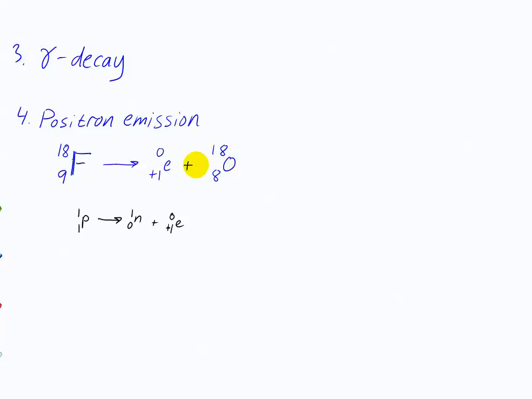Positrons are not detectable like this because they hit electrons and simply disappear. So they don't produce any kind of damaging particles, but it is a mechanism by which things can decay. We're going to talk about decay in a minute.